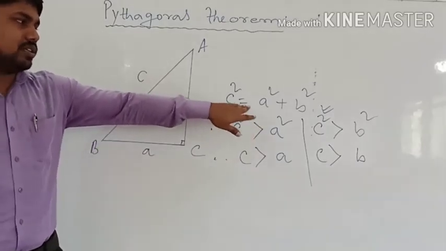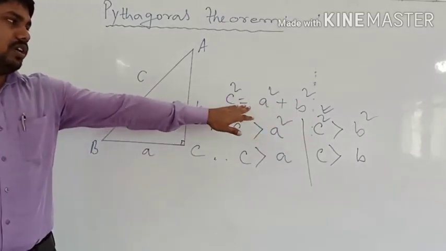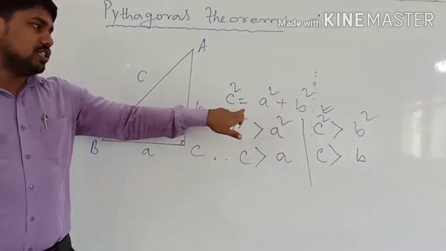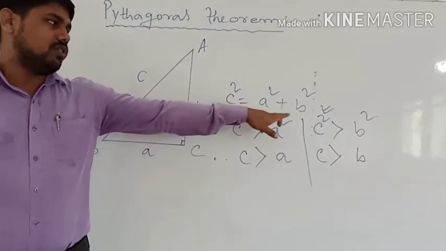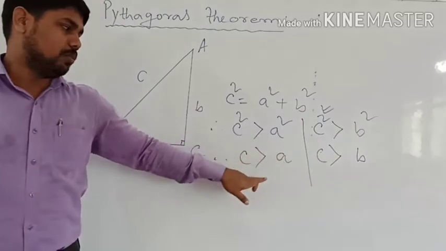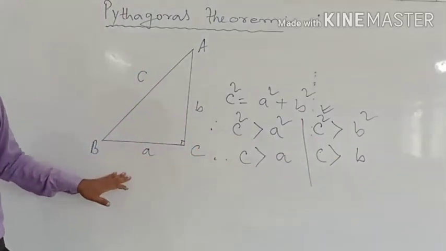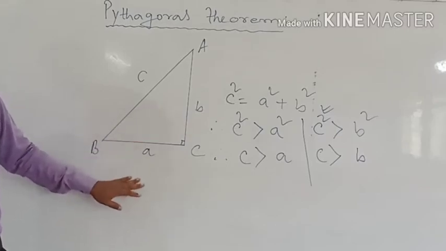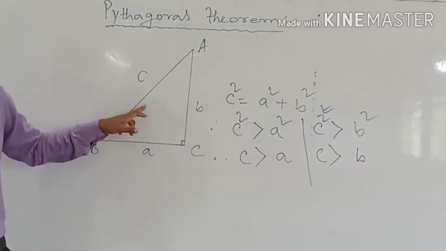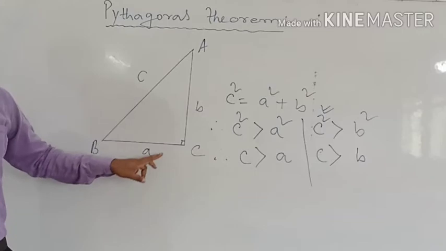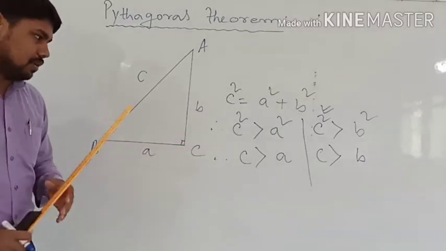First we will write, we know that c square is equal to a square plus b square. So c square is equal to a square plus b square means c square will be greater than a square also and c square will be greater than b square also. In this way we can prove that c is greater than a and c is greater than b also. So that is how we can say that the first case is the hypotenuse is always greater than the other two sides. This is the first case, case number 1.